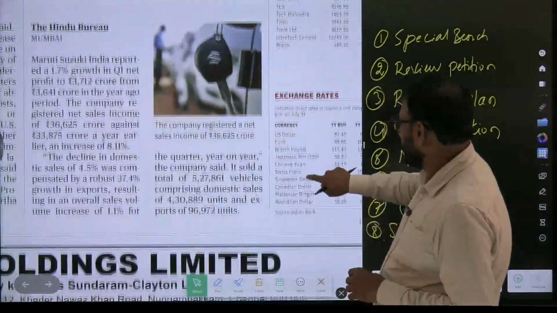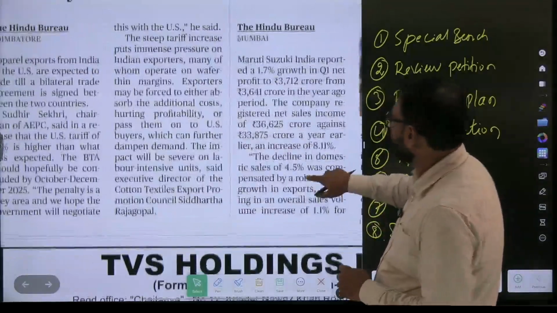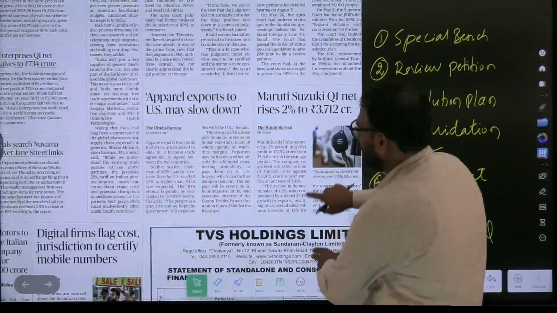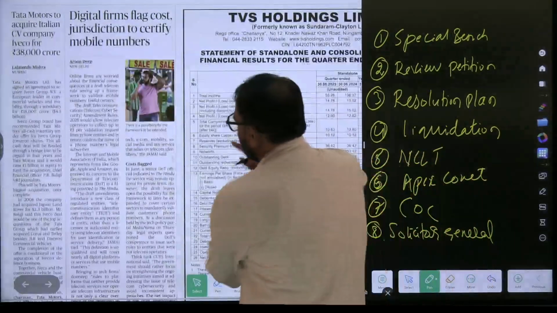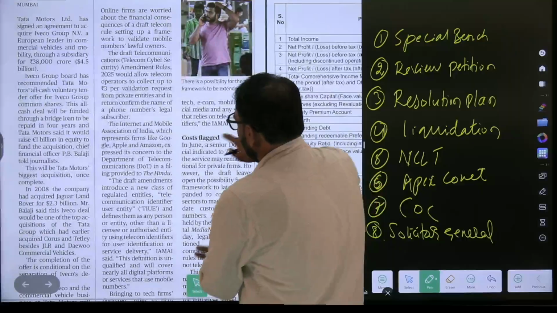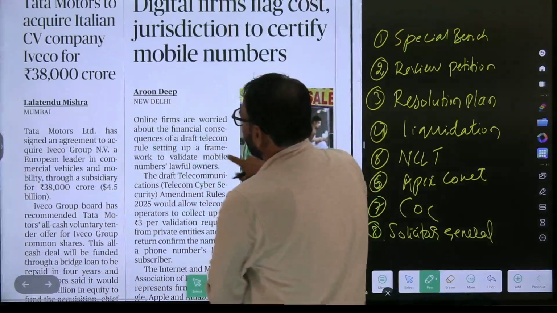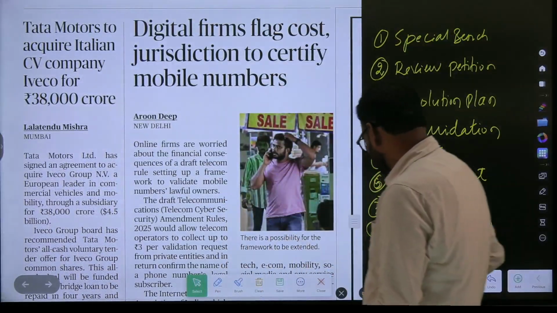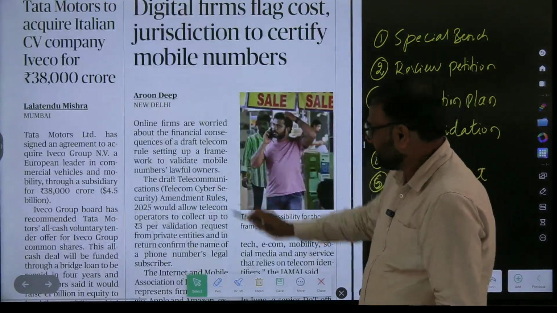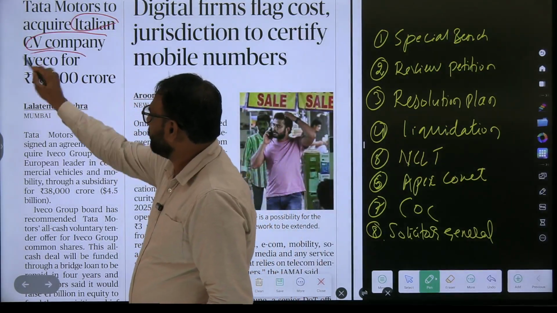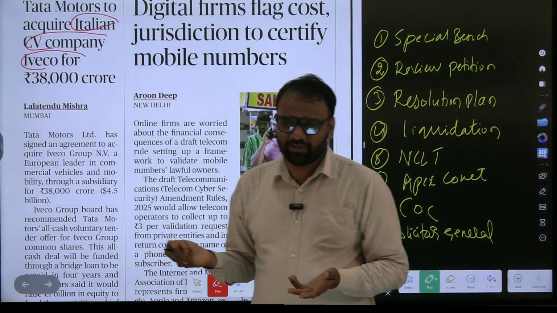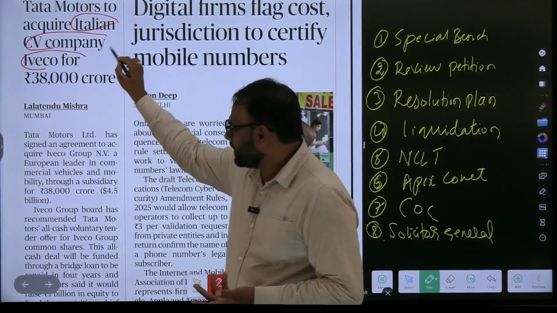Next. So this article is over. Maruti Suzuki. Apparel exports over. Okay. Next. Tata Motors we have discussed, no, I guess. Tata Motors to acquire Italian CV company Iveco. So acquire means they are going to purchase it. Again a private entity, not that much important.